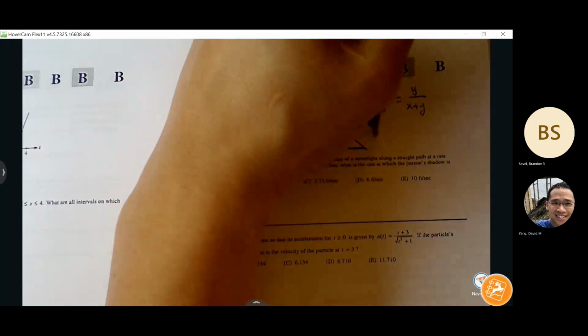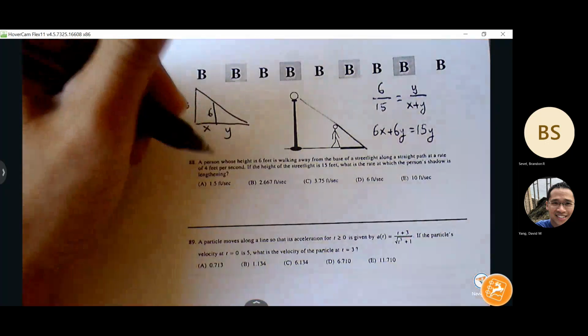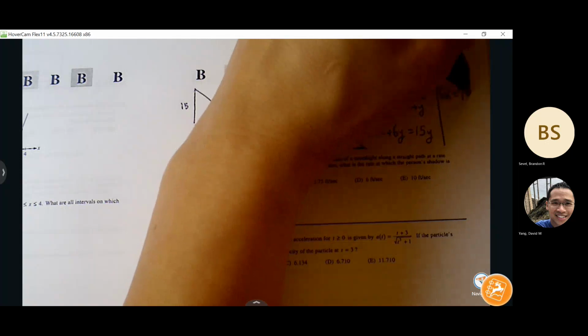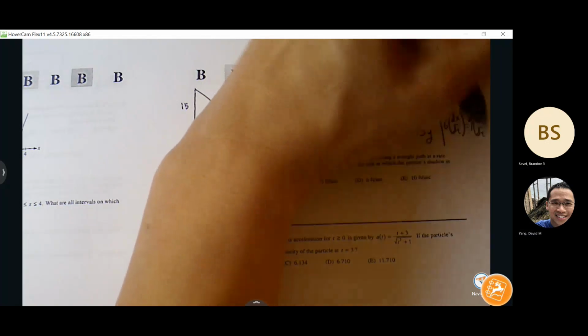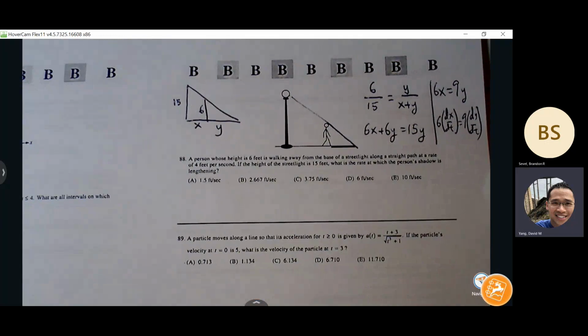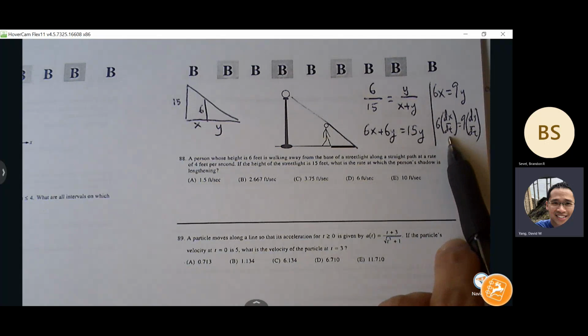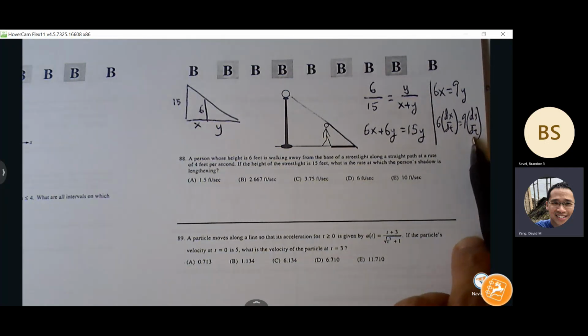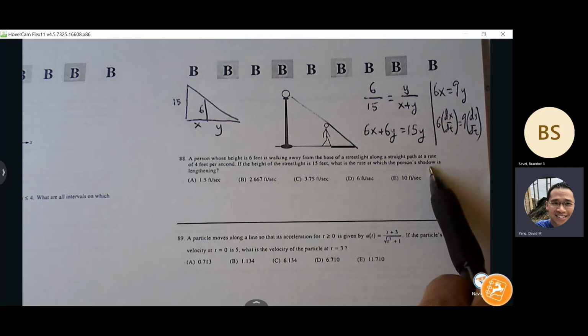Cross multiply. So 6 dx/dt, 9 dy/dt. Once you find the derivative, this is our related rates problem. dx/dt represents the rate of change of the person walking. dy/dt is the length of the shadow increasing. And if I add the two rates together, that's the rate of change of the tip of the shadow. But it's only asking for the shadow length increasing.